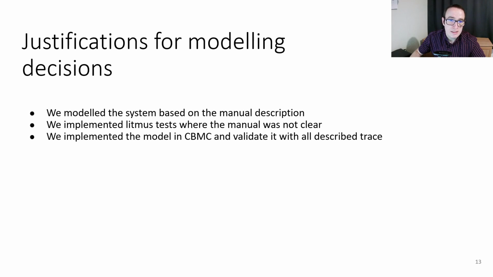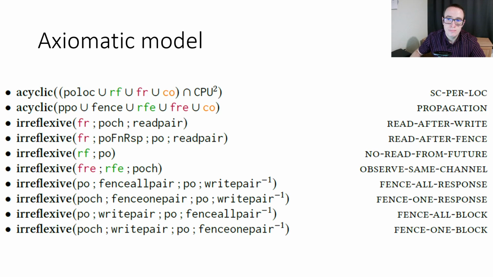We implemented litmus tests where the manual was not clear, and finally we mechanized the operational model in CBMC and validated it with all the traces described in the manual. We have also created an axiomatic model of the system. We explain all the axioms in the paper, and here I won't go into details about them. These axioms are similarly implemented in Alloy and validated using the manual traces.